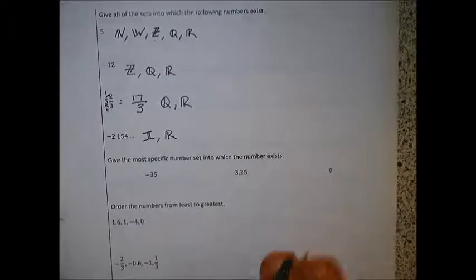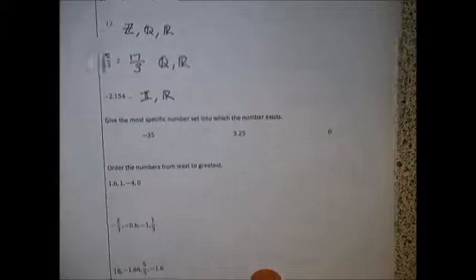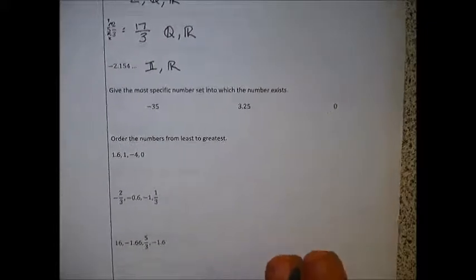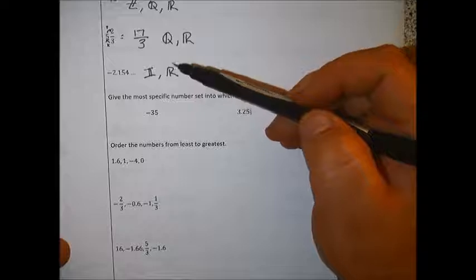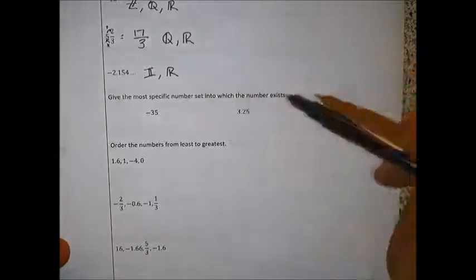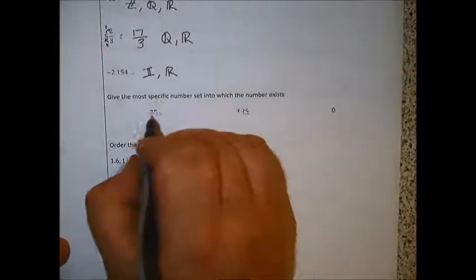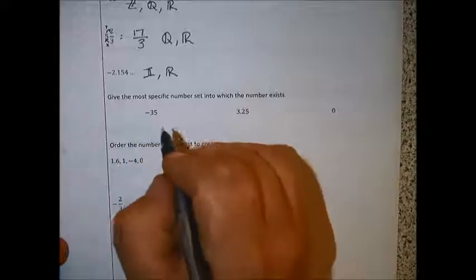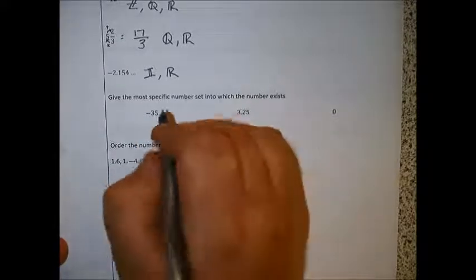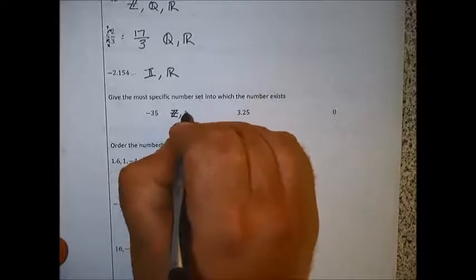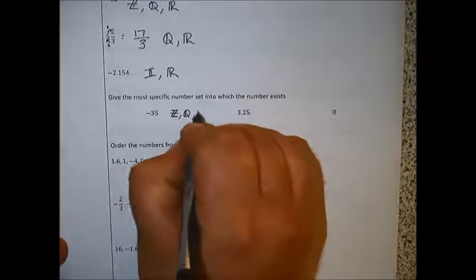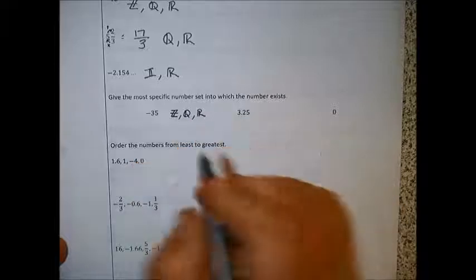Okay, the next set of couple problems here. Give the most specific number set into which the number exists. Okay, so here, if I was going to make this list for these numbers, I'd be looking at the far left number. So let me start off with negative 35. Well, it's a negative number with no decimal part. So it's an integer. It's a rational. Since it's rational, it's real.